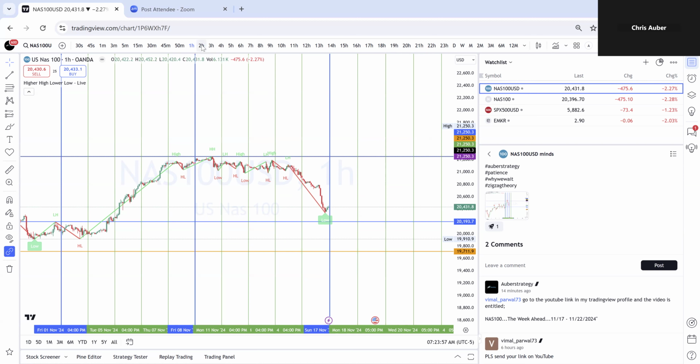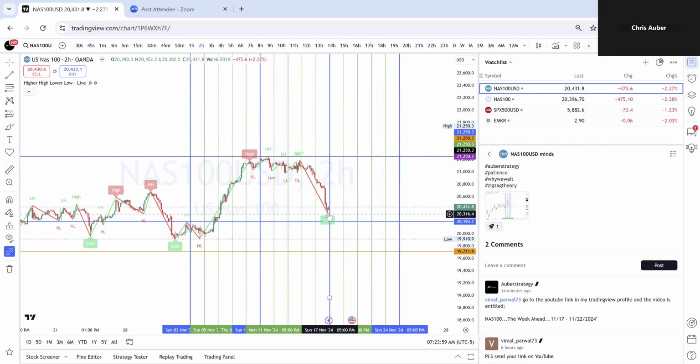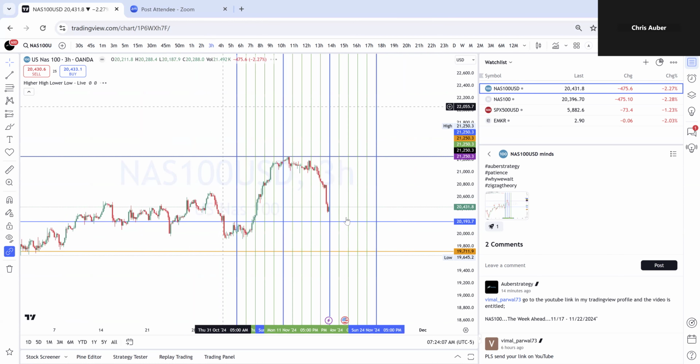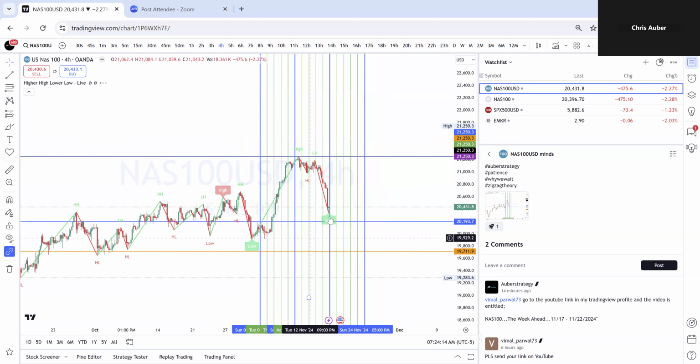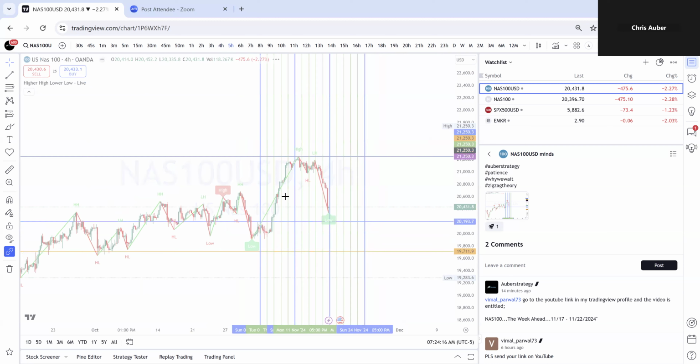If we look at the 2 hour, you still see it saying a new low. However, this new low is higher than a previous new low, so it's still considered a higher low. Same story with the 3 hour. It's a new low, but it's higher than a previous new low. Same scenario with the 4 hour. Same scenario with the 5 hour.